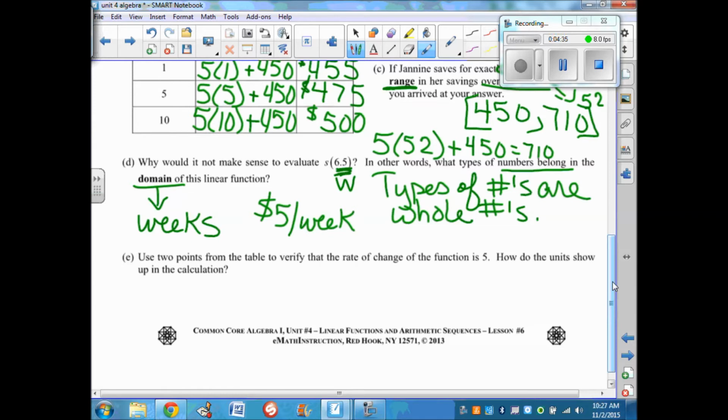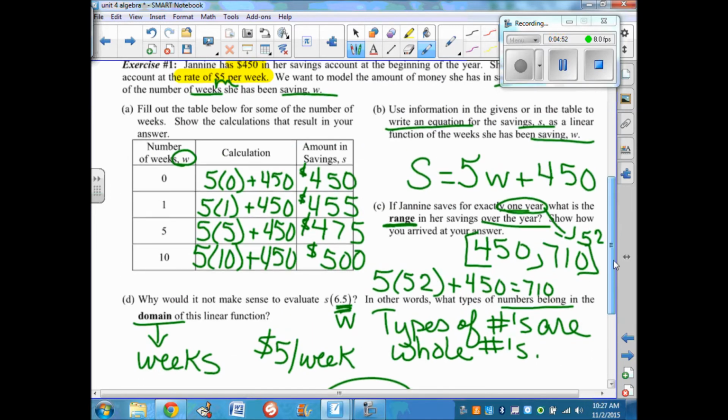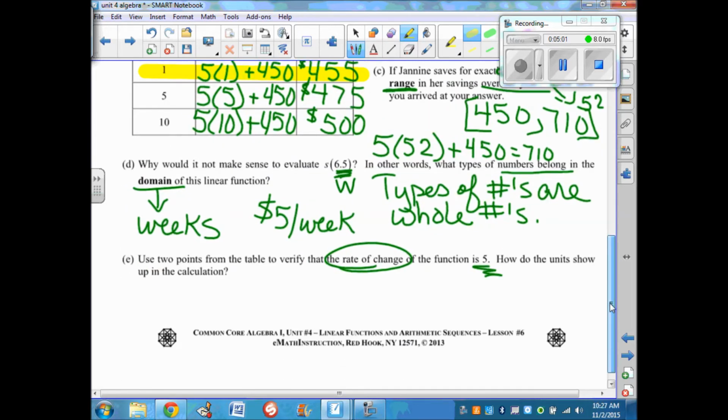Letter E: use 2 points from the table to verify that the rate of change for this function is 5. So you're proving that the rate of change is 5. How do the units show up in the calculation? I picked these first 2 to work with. It doesn't matter which 2 you pick. I picked 0 weeks and 1 week.